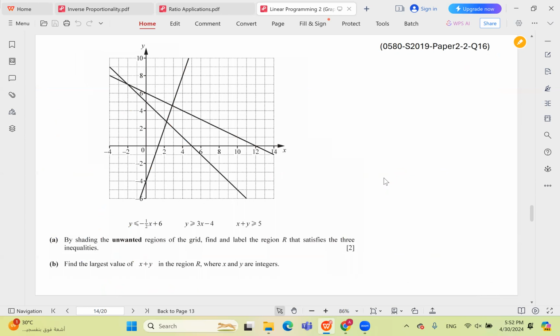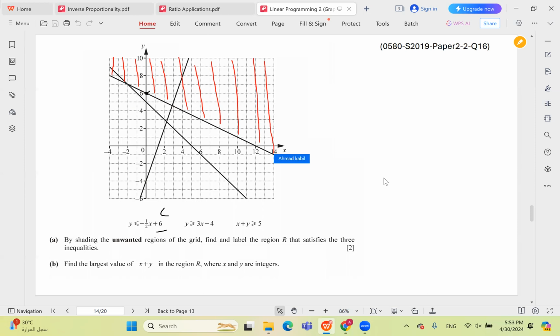Again, we want to shade the unwanted regions to find the region R. So for the first one, we have a line that has a y-intercept of 6. So it's definitely the line passing through (0, 6), which is this point here. And we want y to be less than, so we want to shade above this line. So we're going to shade all the way above the line. It's best to just locate the line using the intercept.